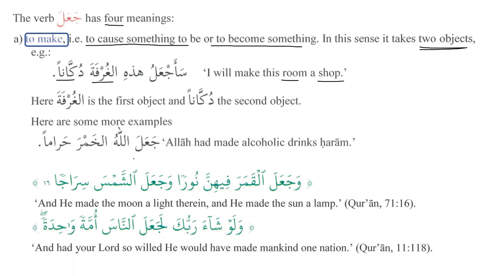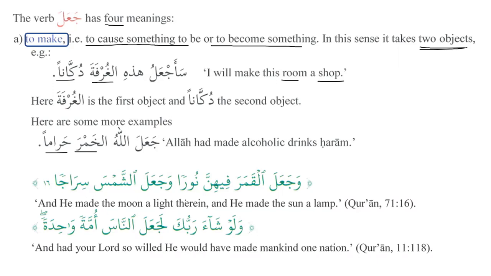And there is another example. Ja'ala Allahu al-khamra haraman. Allah has made alcoholic drinks haram. So we can see over here, al-khamra haraman, it has two objects again. And in the Quran we have وَجَعَلَ الْقَمَرَ فِيهِنَّ نُورًا وَجَعَلَ الشَّمْسَ سِرَاجًا.